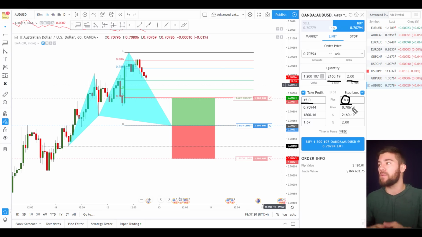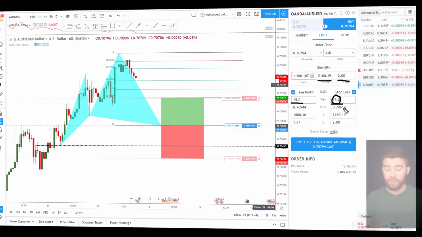In this order form. So this is the easiest way to calculate risk when it comes to your risk per position that you're going to be using. This is exactly how I do it every single time.